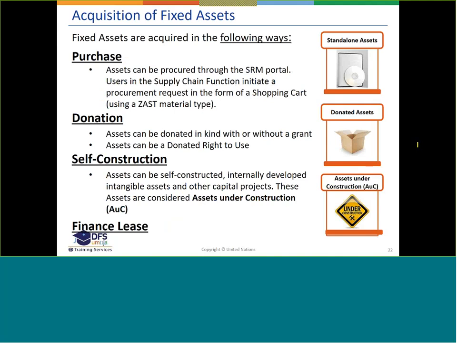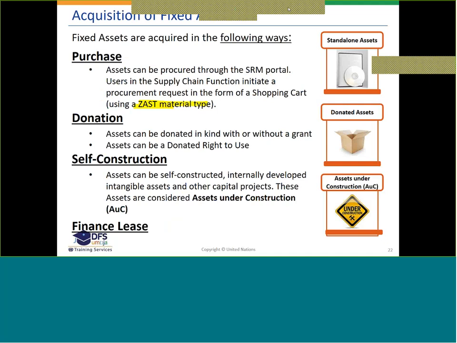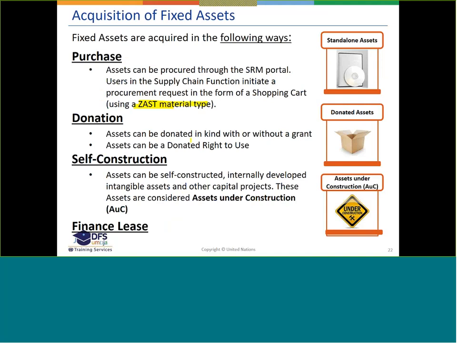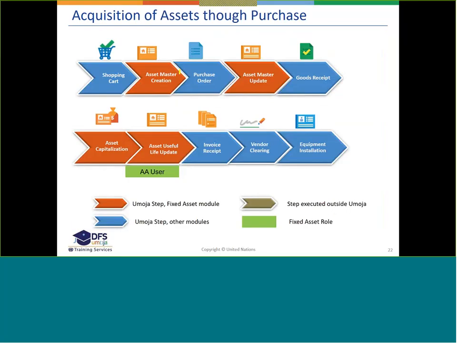So, acquisition of assets. We can acquire assets in 4 different ways: through purchase, and it's very important that we understand the concept of what is a SAS material. Then we have donation, when assets can be donated in kind with or without grant. We'll talk about the grant in a few minutes. And assets can be donated the right to use. Important, considering that we have control if we have the right to use. Self-construction as assets under construction, which we are going to touch briefly later, and finance lease. So this is the end-to-end process for acquisition of assets.